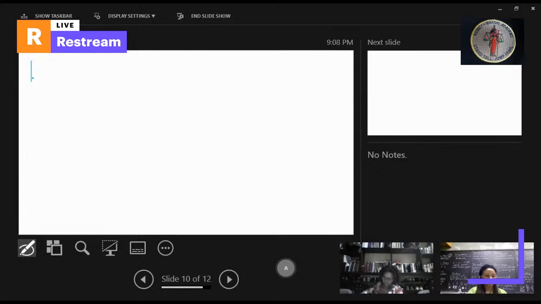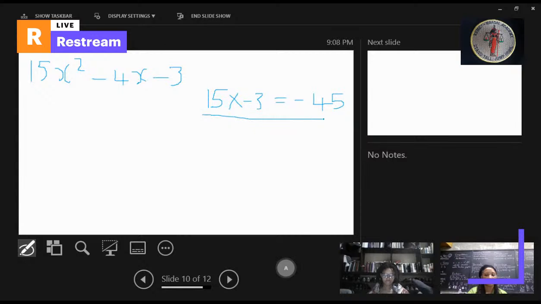Okay, miss. So 15x squared minus 4x minus 3. So that would be 15 times negative 3, which is negative 45. And then we list the factors. So that's 1 and negative 45.